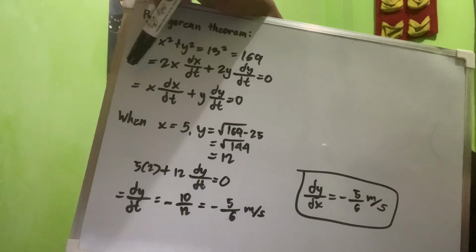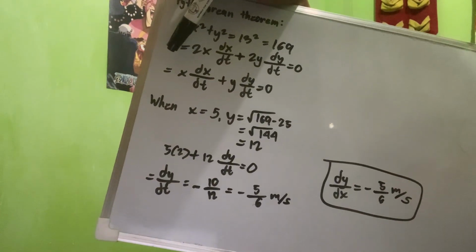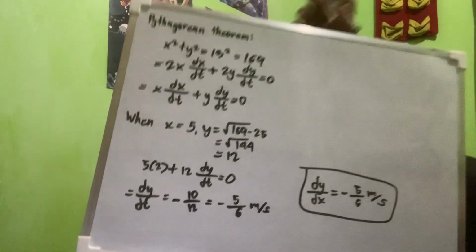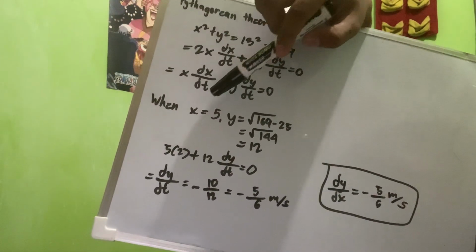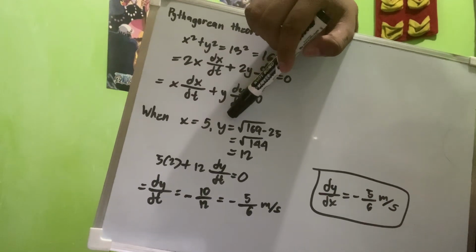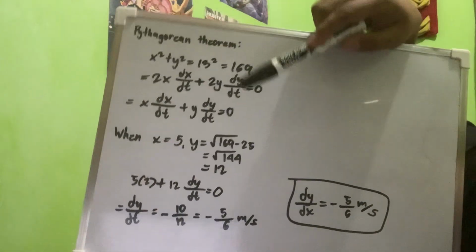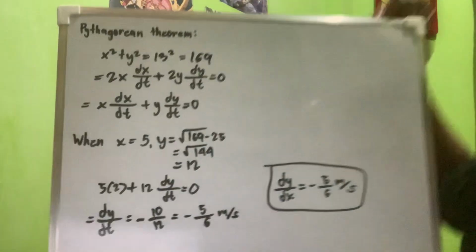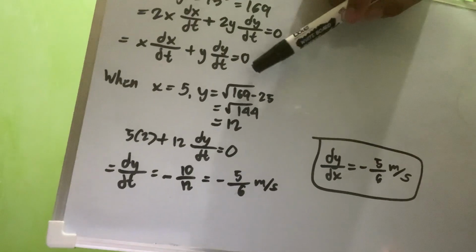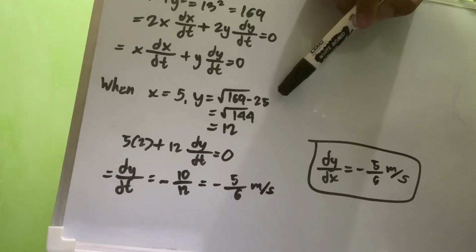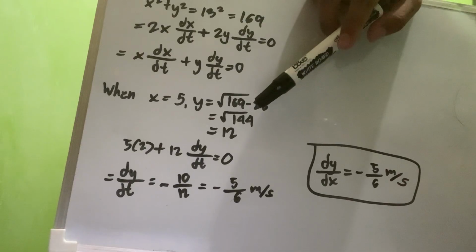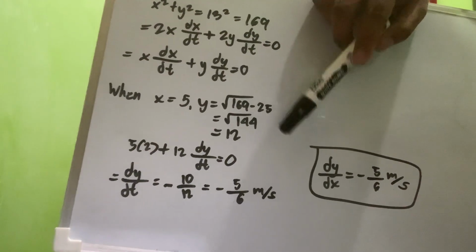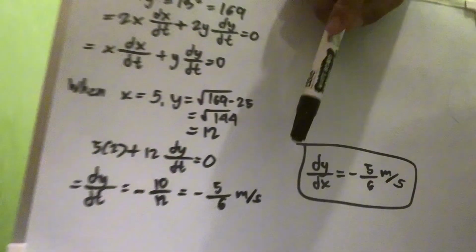So x dx over dt plus y dy over dt equals 0. When x is 5, then y equals 12, because 169 minus 25 is 144, and the square root of 144 is 12, so our y is 12.